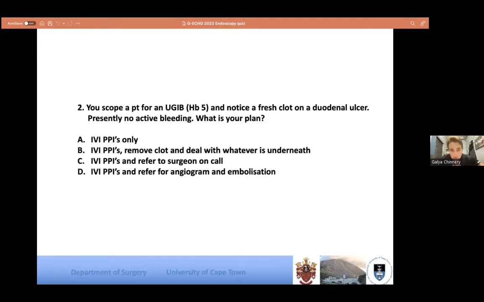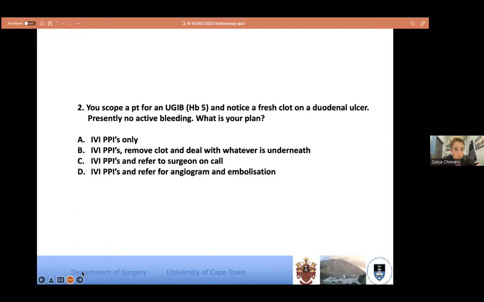Good. Okay, my heart is happy. Most of you said to remove the clot and deal with whatever's underneath. So you need to be happy with dealing with bleeding ulcers. If you're not, then don't remove the clot. Wait for someone who's around to come and give you a hand, but you have to deal with a fresh clot. Just admiring it from a distance is not good.